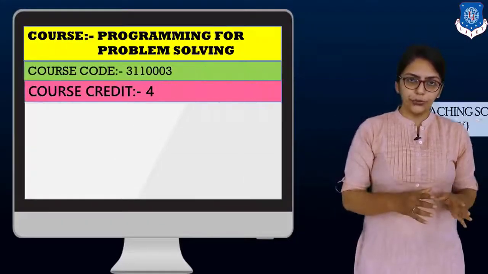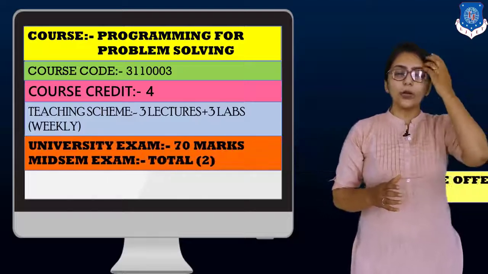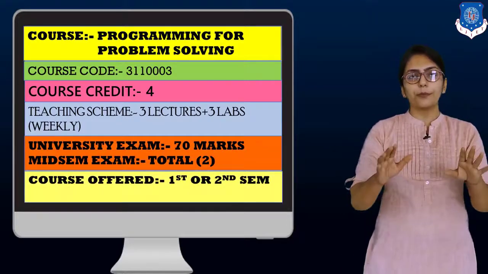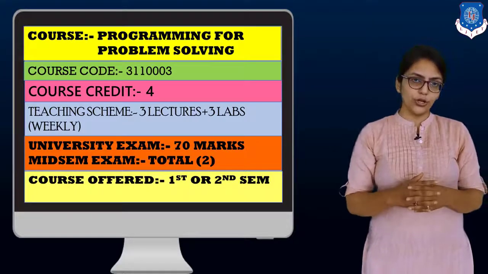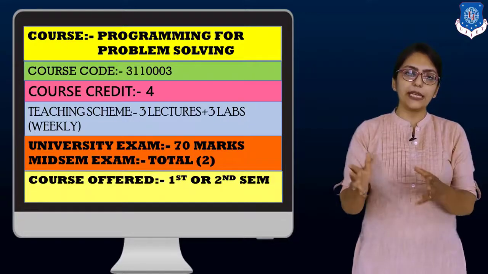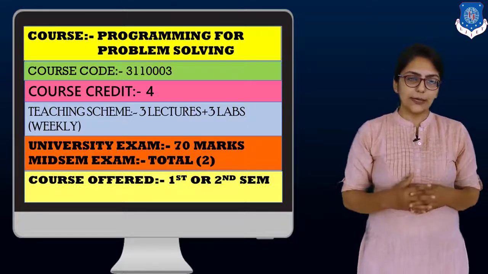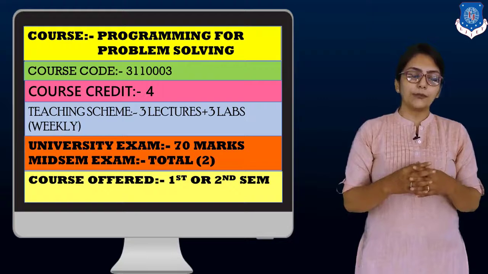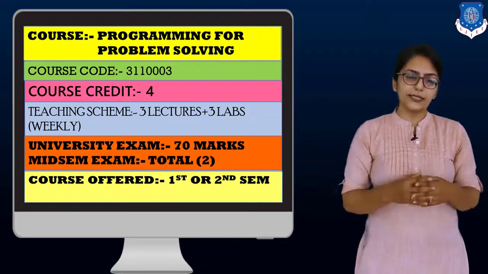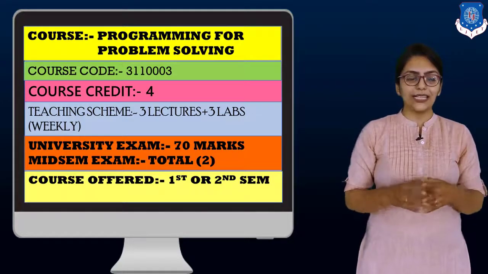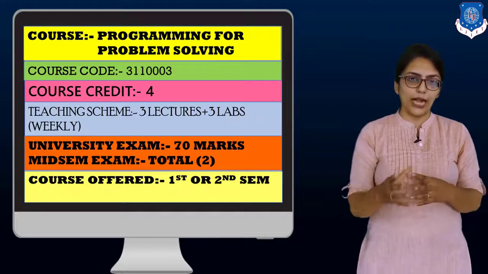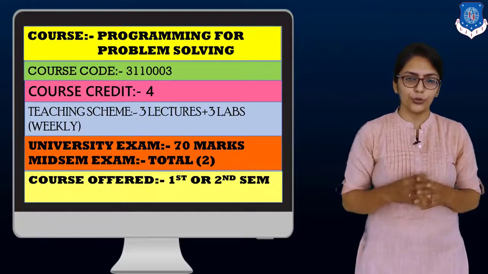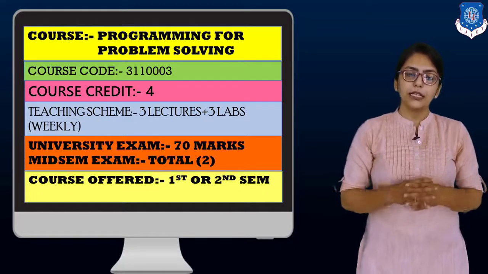So in GTU, this subject is known as Programming for Problem Solving. In short, you can call it PPS. This subject has the subject code 3110003. That is indeed needed, or you have to write it during your GTU exam. So you need to remember that.